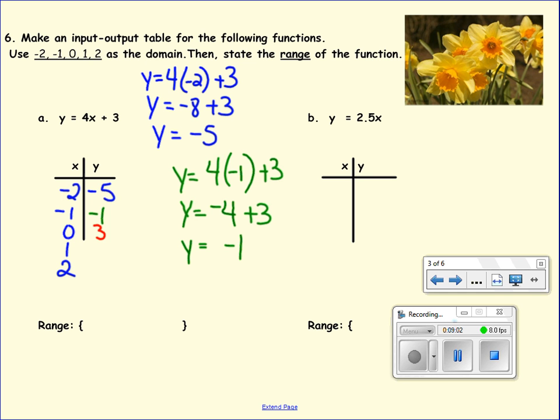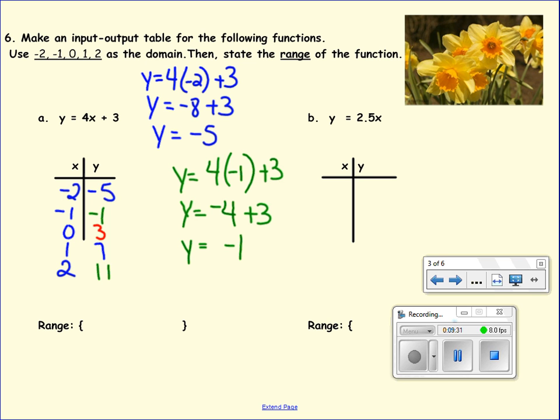Possibly the next one, if we plugged in 1 where x was, that would be 4 times 1 is 4. 4 plus 3 is 7. So in this one, 7 would be our output. And finally, on the last, if we plugged in 2 for x, 4 times 2 is 8. 8 plus 3 is 11. So our output would be 11.